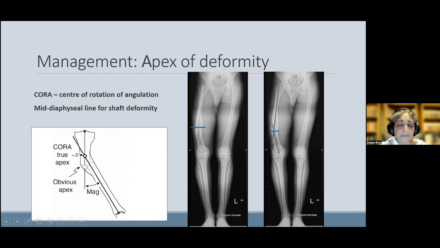However, because the fracture has healed in translation, the true apex of the deformity is not where the obvious bump is. It is somewhere different. And if you were to draw the diaphyseal lines of the distal fragment and of the proximal fragment, you will see that they intersect at a different place. And this is the true apex of the deformity, or the CORA.